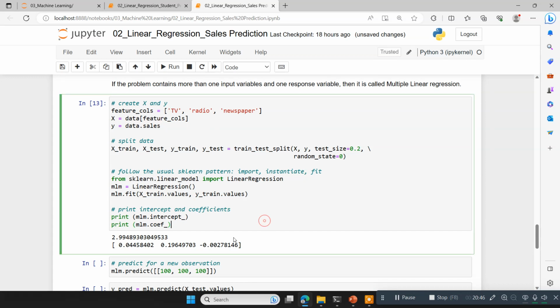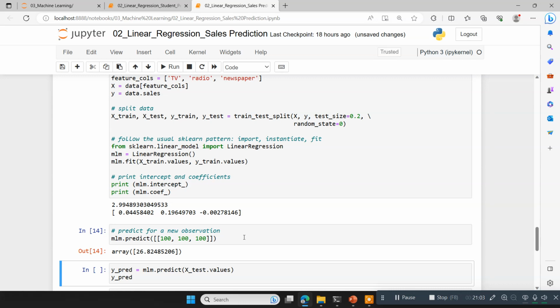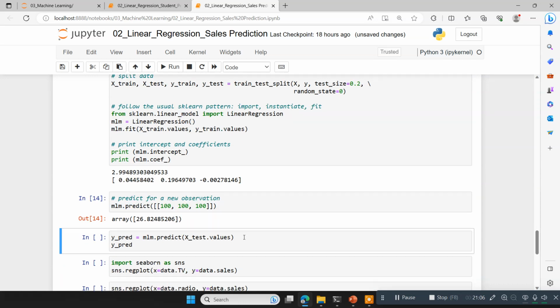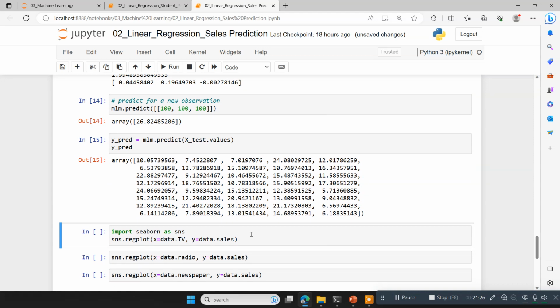value for sales. So here, using our model MLM and making the prediction, for TV I'm giving 100, radio 100, newspaper 100. So if you spend $100 in each medium, then totally we are getting a sales value of 26.82. So we are almost investing $300 over here. With the $300, 26.82. Then making the prediction for the complete 20% X test. So these are the predicted values, right?